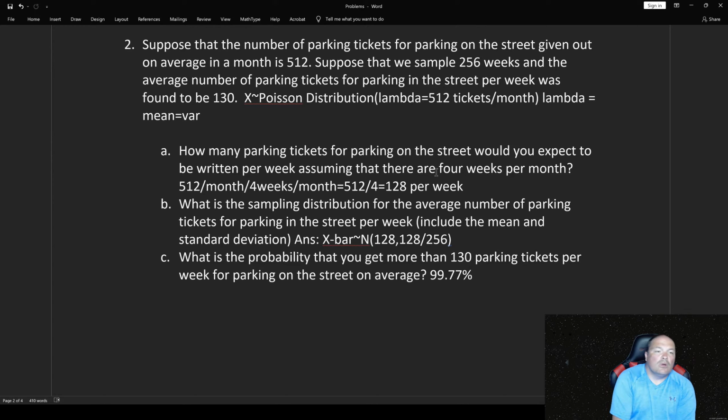Okay, so really what problems 1 and 2 have done is gotten us ready to look at hypothesis testing. The last two problems that I have for tonight are based on a one sample hypothesis test or confidence interval, and then I'll also do a two sample hypothesis test.